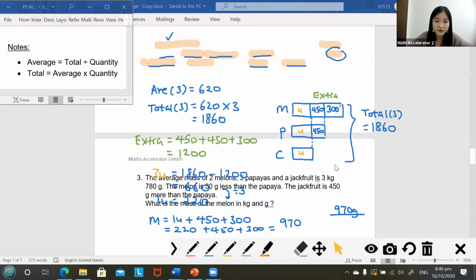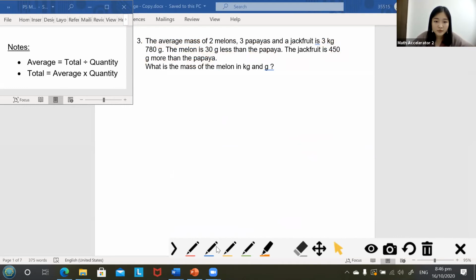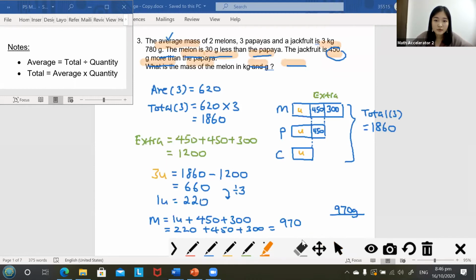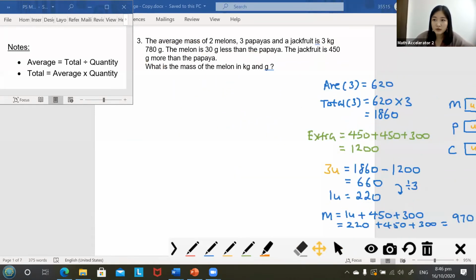Okay, let's read the question first. Okay, I'll leave it here a bit longer. You should be done with the model already. It's question 2.